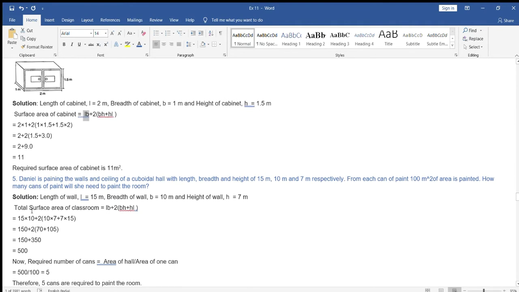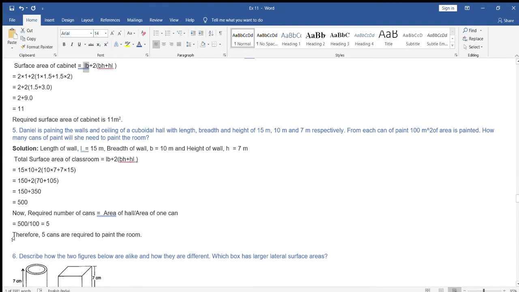Question number 5. Just have a look at the question. Daniel is painting the walls and the ceiling of a cuboidal hall, and dimensions L, B, H are given to us. From each can of paint, 100 meter square of area is painted. How many cans of paint are required if she needs to paint the room?